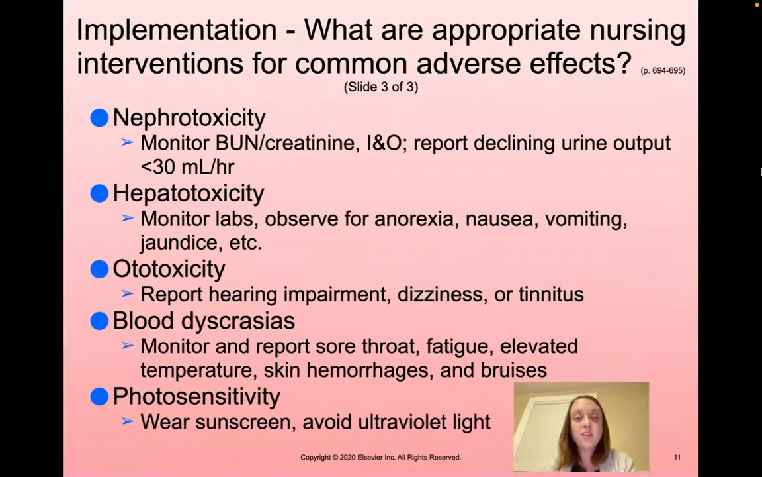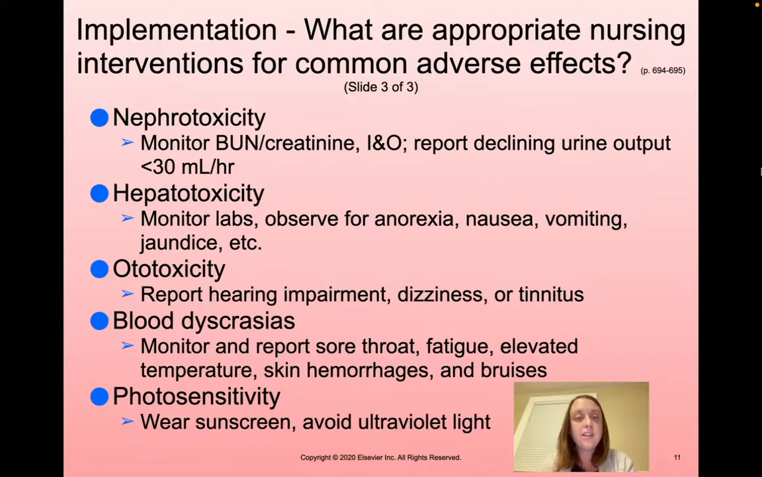Some more interventions we can do for some of the other toxic effects of these drugs are for nephrotoxicity, for example. We can monitor the BUN and the creatinine. We can pay close attention to the I's and O's. And if there's any declining urine output, particularly less than 30 milliliters an hour, we definitely need to be reporting that to the providers.